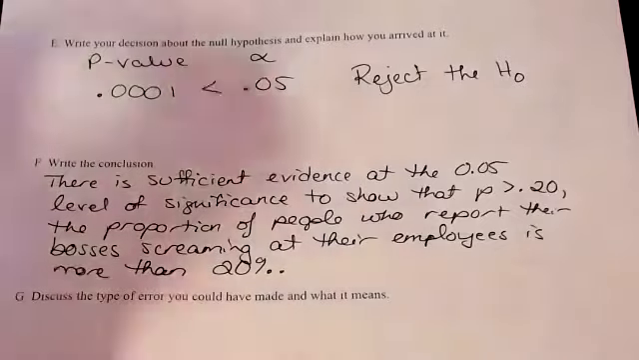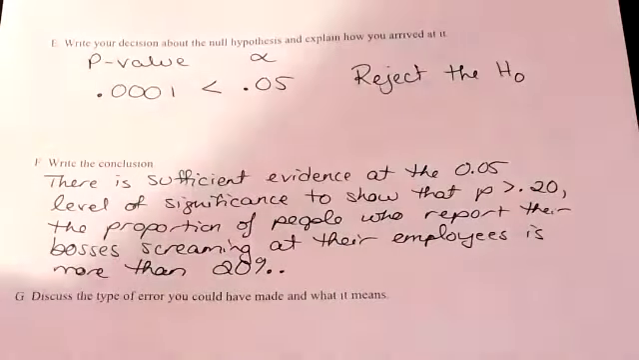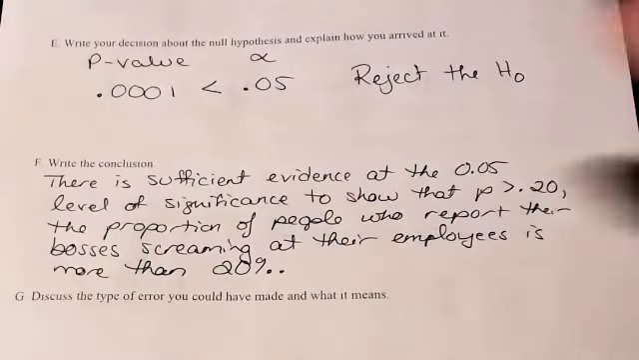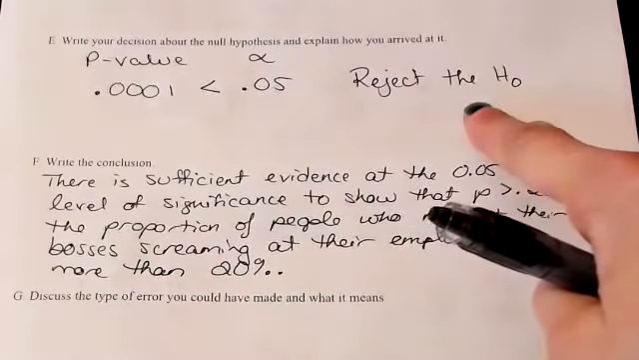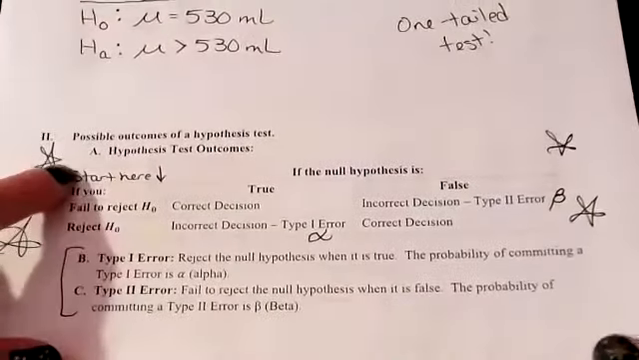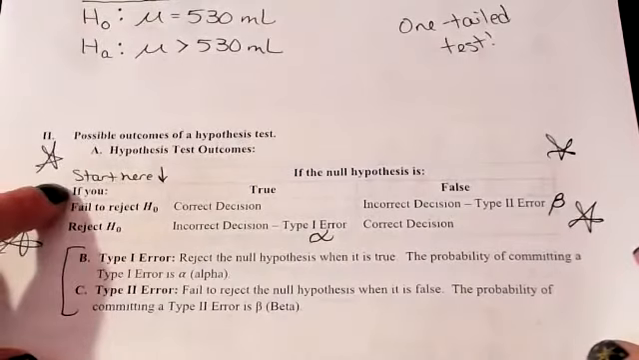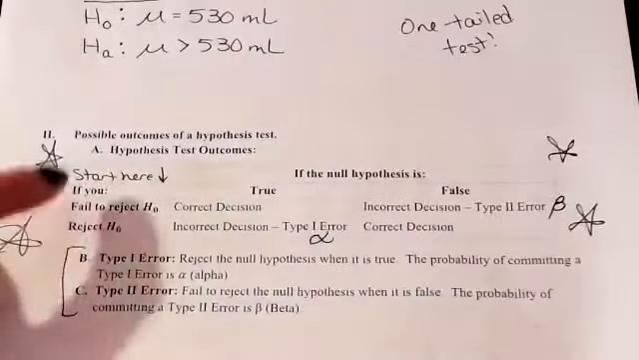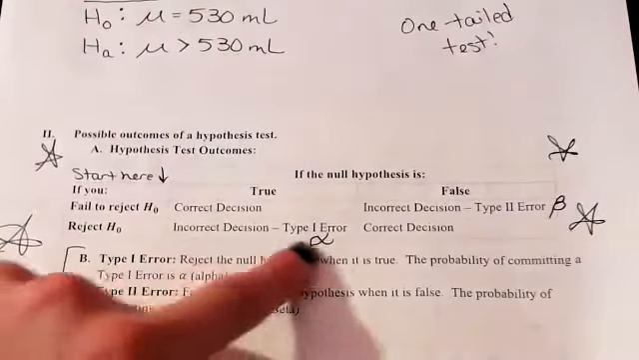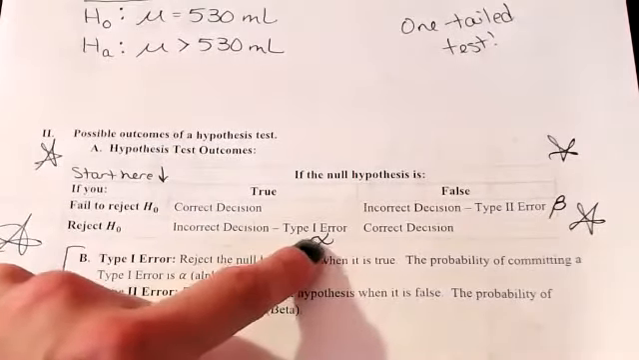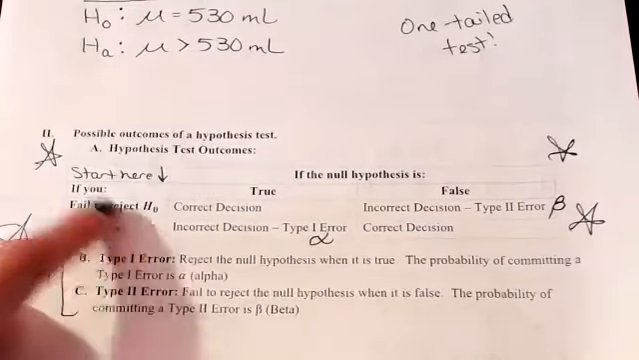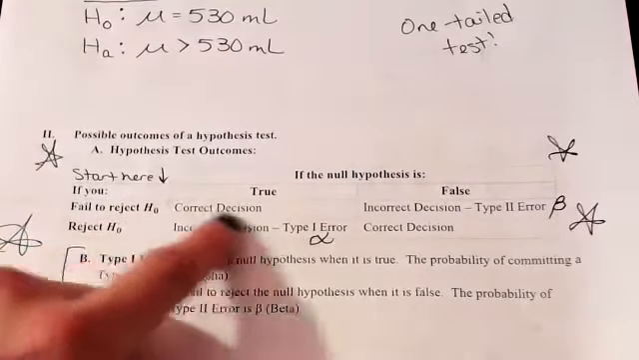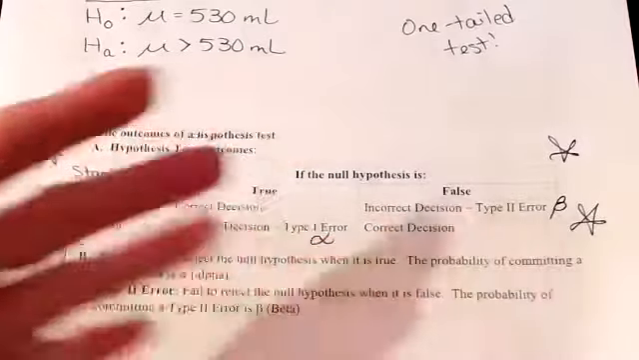Discuss the type of error you could have made. Remember that means we're going to go back to page 4 of our notes. Recall that our decision was to reject the null. So if we go back to our table on page 4, we're going to start here. If you notice, we rejected the null. According to our work, we rejected it. So if we reject the null, we could have made a type 1 error, which is alpha in this case. If we fail to reject, then we could have made a type 2 error, but that's not the case.